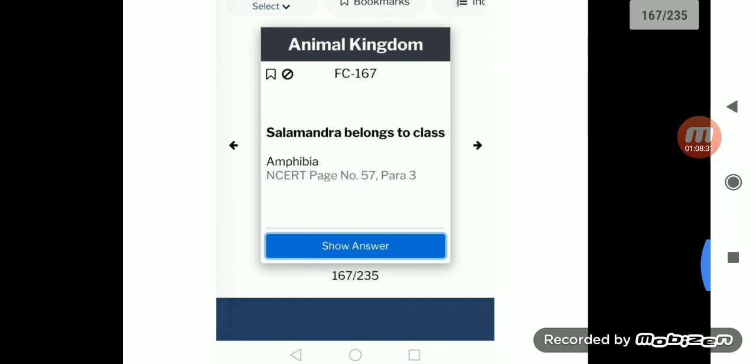Salamandra belongs to the class Amphibia.